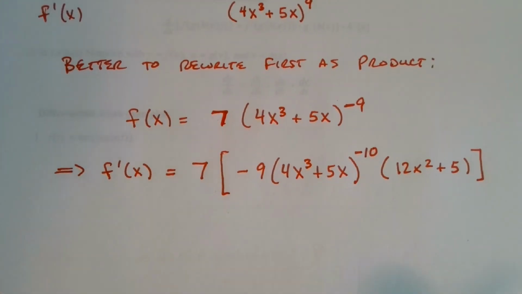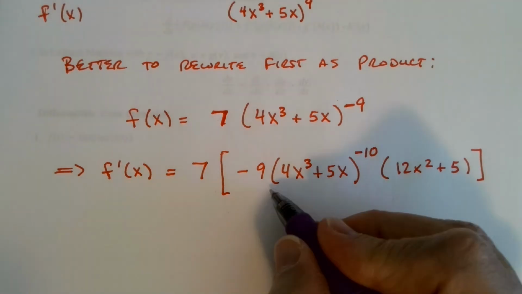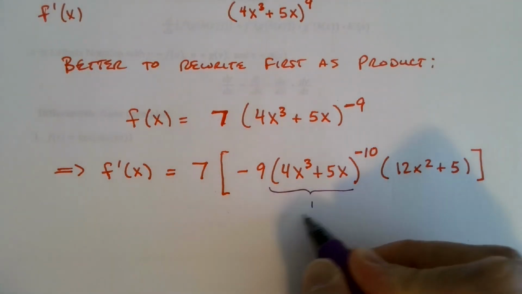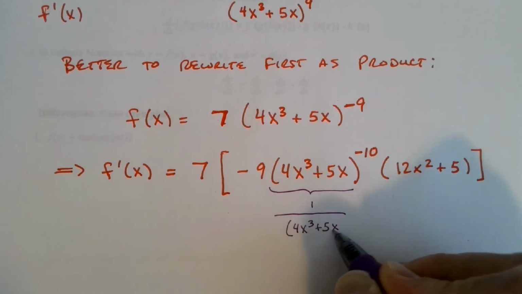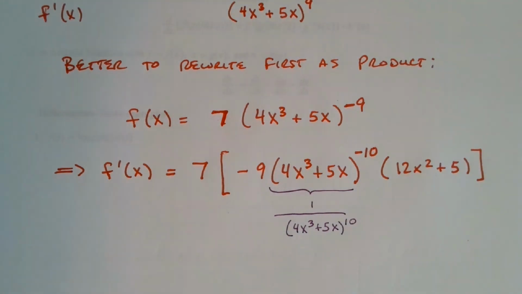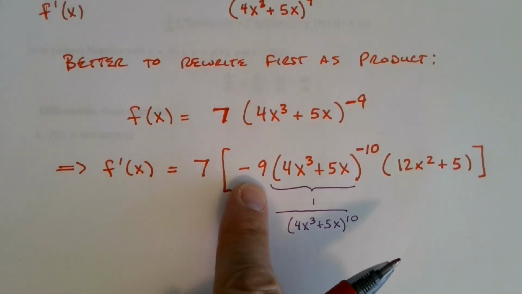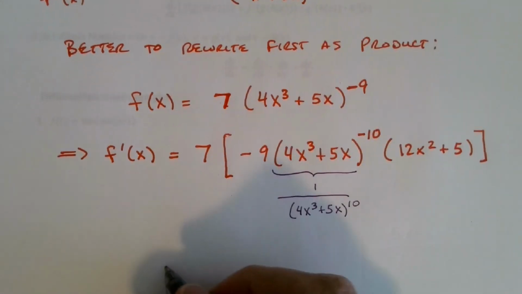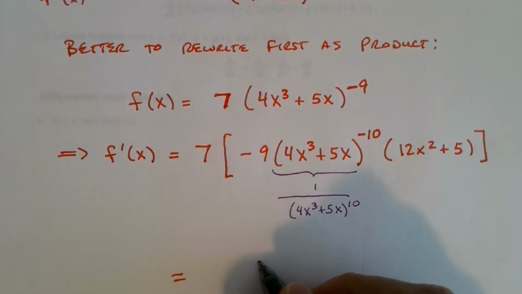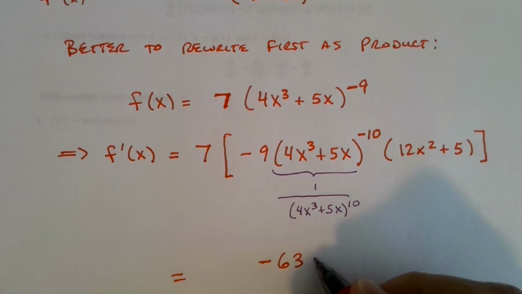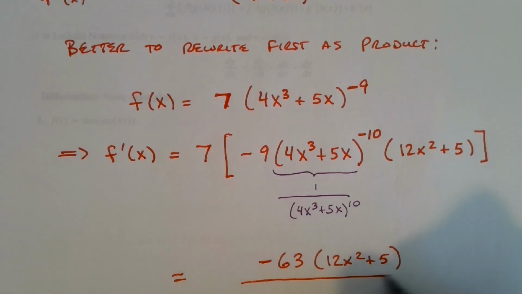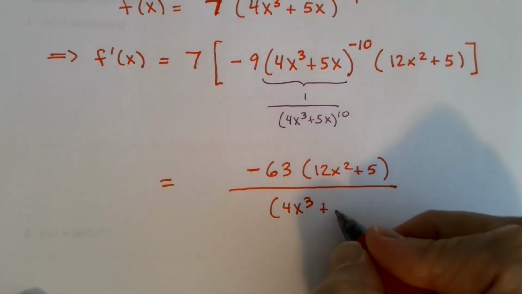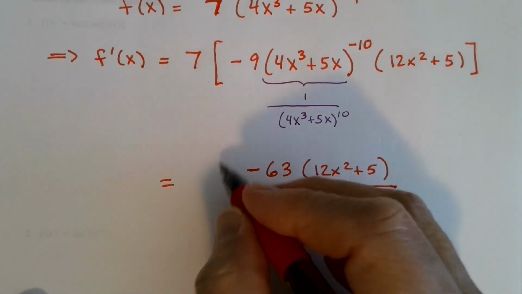So we can clean this up a little bit. Again, this can be written as 1 over (4x cubed plus 5x) to the 10th power. And I've got 7 times negative 9, which is negative 63, times this, so my final result is negative 63 times (12x squared plus 5) all over (4x cubed plus 5x) to the 10th.